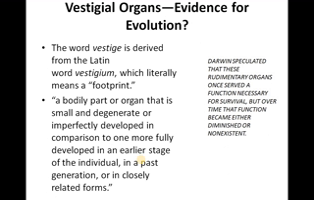Coming to vestigial organs, these also give some evidence for organic evolution. So the body parts or organs that are small and degenerate, imperfectly developed in comparison to one more fully developed in an early stage of an individual, in a past generation or in closely related forms, are what we call vestigial organs. According to Darwin, rudimentary organs once served a function necessary for survival, but over time that function became either diminished or non-existent.